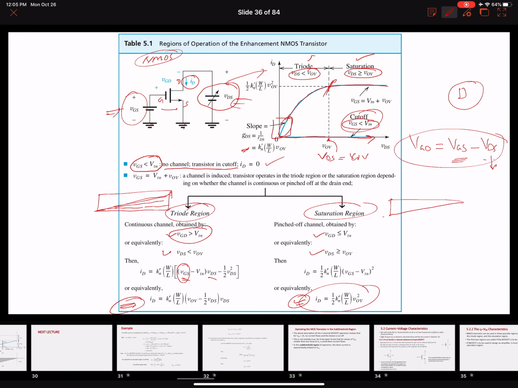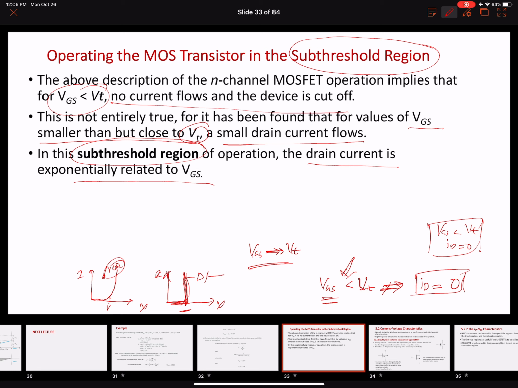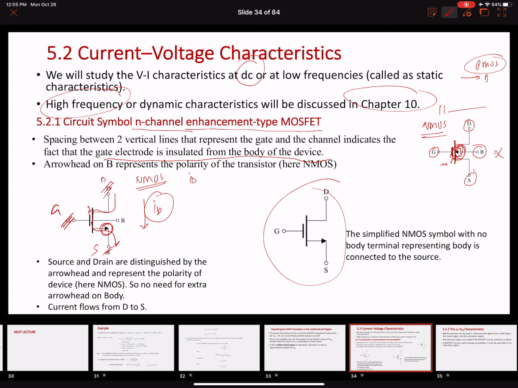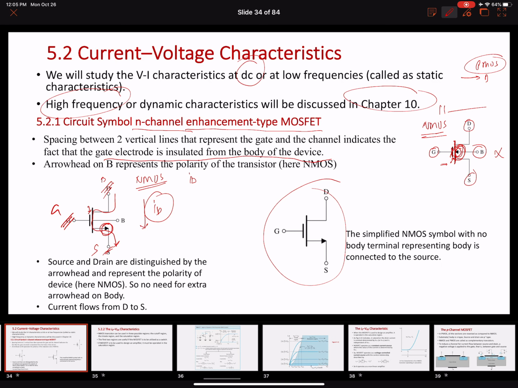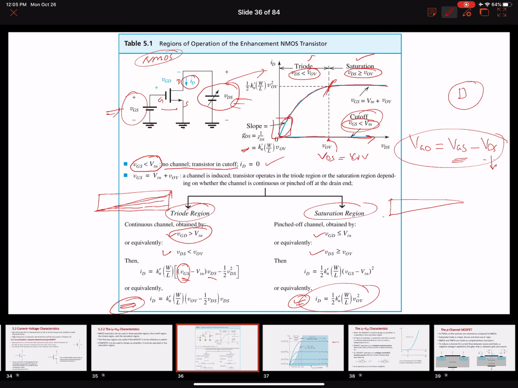After that, we talked very briefly about the concept of the subthreshold region: it is not necessarily the case that when the gate to source voltage is less than the threshold voltage, the current is 0. When it is very close, the current will start to flow, provided there is a VDS. However, it increases exponentially as it gets very, very close to the threshold voltage. We talked about the symbol of the NMOS. We talked about the summary slide.